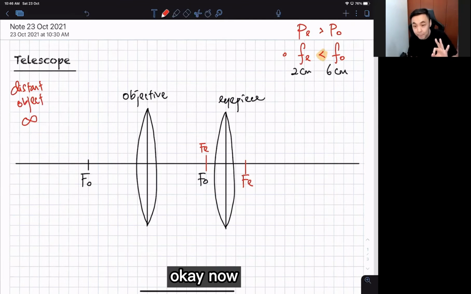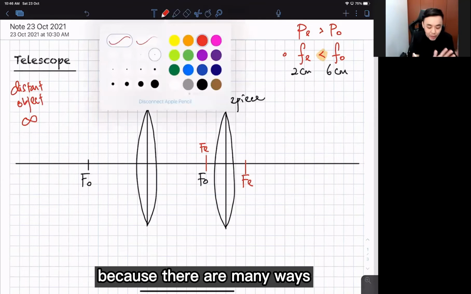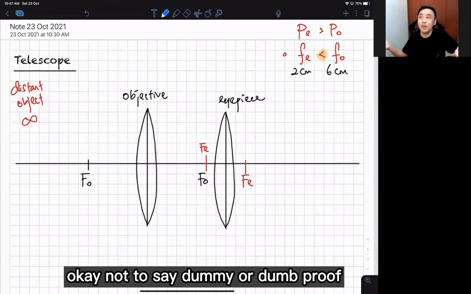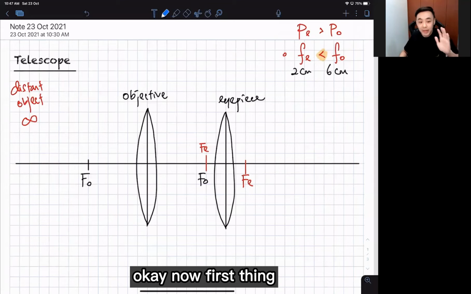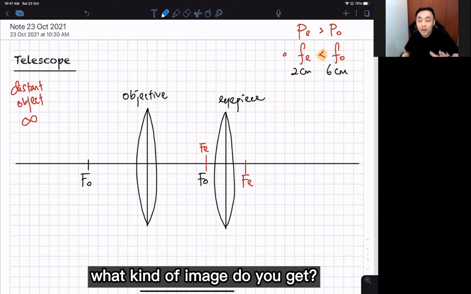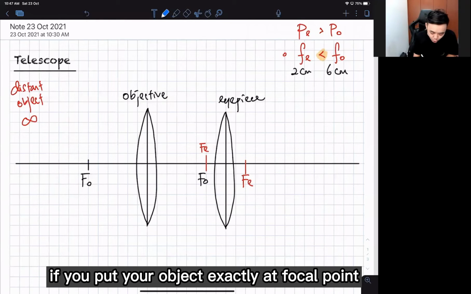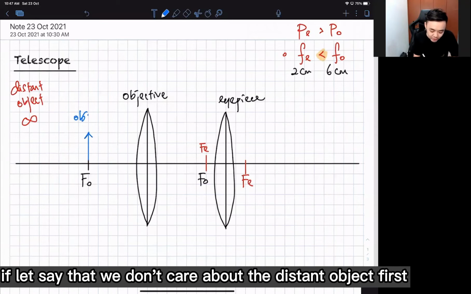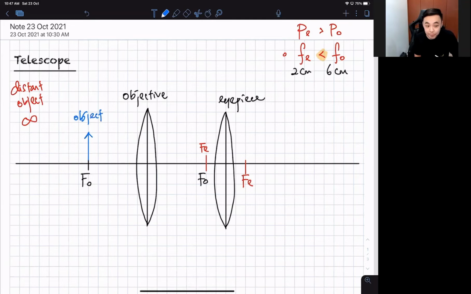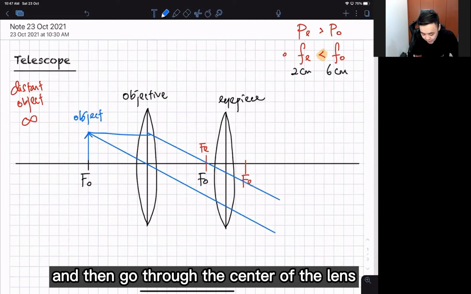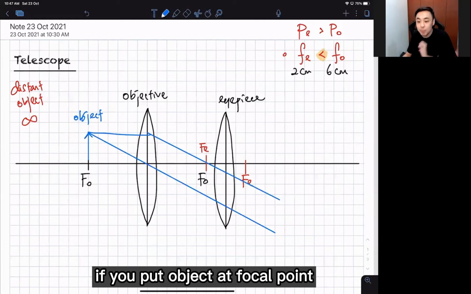Parallel rays. Okay. Now let me teach you how to draw this, because there are many ways. I will show you a dummy-proof way. Not to say dumb-proof, it's just easier in a way. Now first thing, you think about it. Last time when you were drawing a convex lens, what kind of image do you get if you put your object exactly at the focal point? If we don't care about this object first. If I have an object here, what kind of drawing do we get? You go straight, go to F, and then go through the center of the lens. You end up getting parallel rays, right? If you put the object at the focal point.